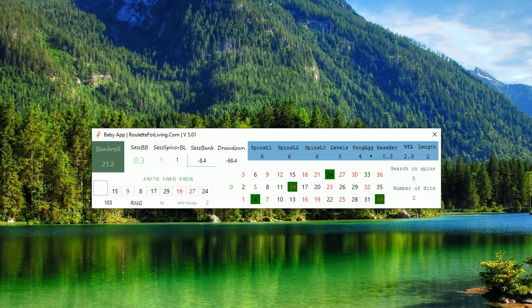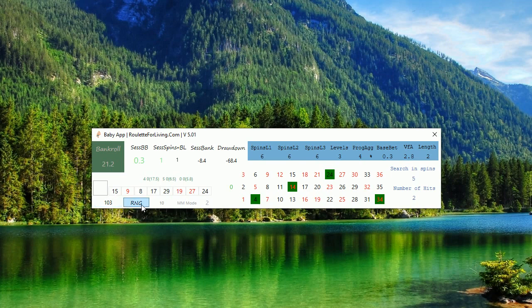This is a session bankroll, so normally it's always a minus because you are betting and you are going down. Whenever you win, the session bankroll is zero and your bankroll will increase. Drawdown is showing your deepest drawdown for the whole play and all numbers which you enter. Here it shows how many numbers in total you entered to the app.